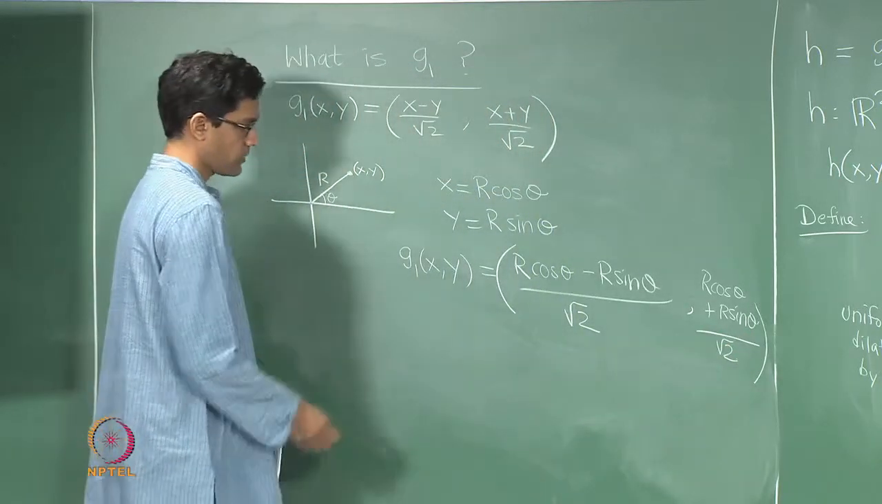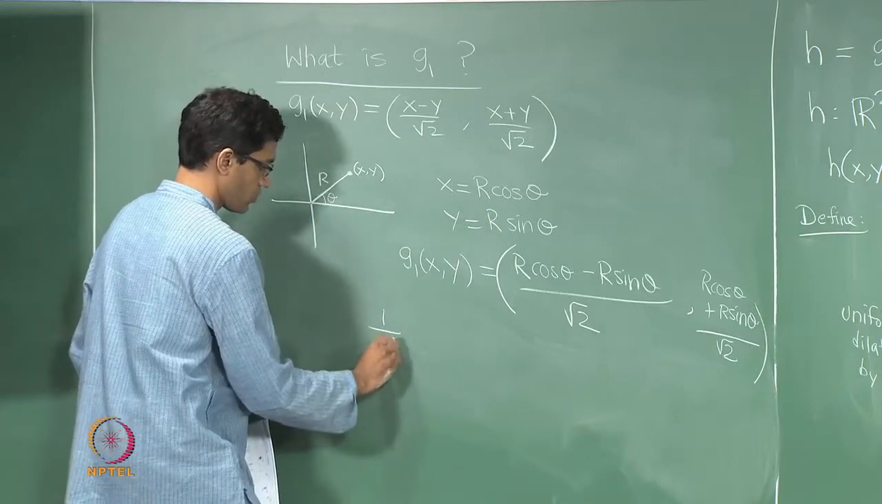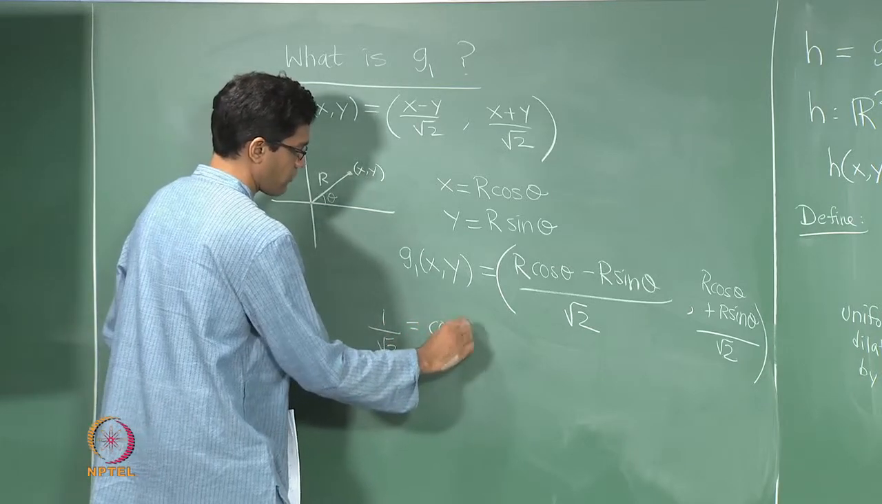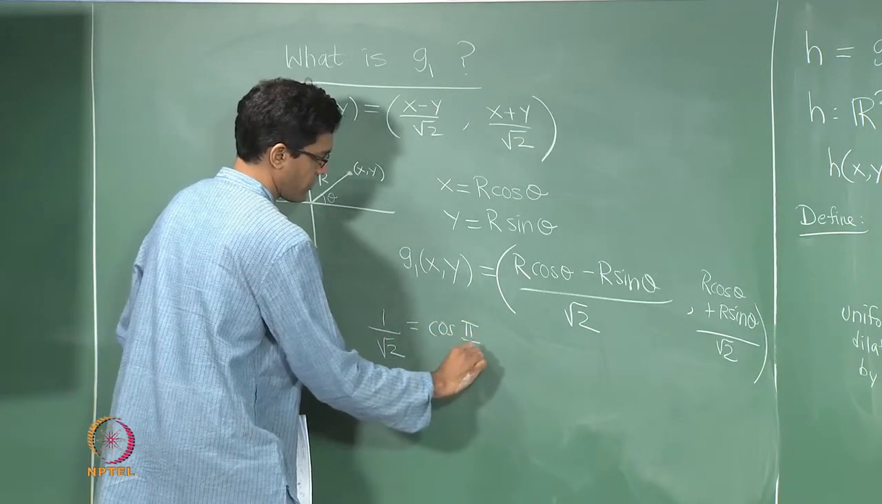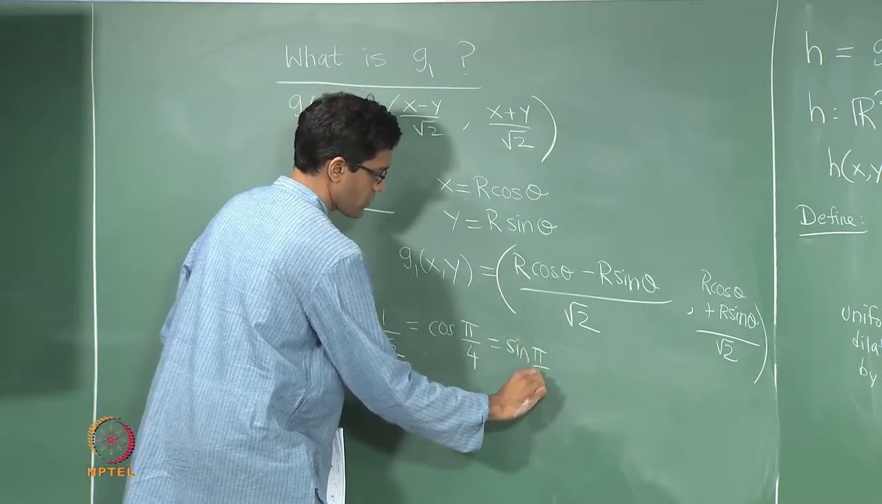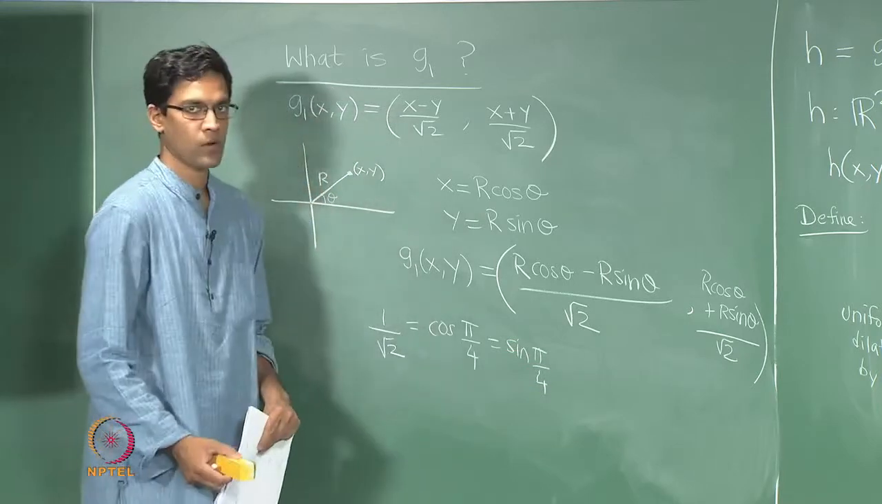Now, let us do the following. Let us analyze each of these. Remember, 1 by square root 2 that appears in this formula can actually be thought of as the following. It is cosine of 45 degrees, it is cosine of pi by 4, or in fact the same as sine of pi by 4. Okay, so, cosine and sine of 45 degrees are both just 1 by square root 2.